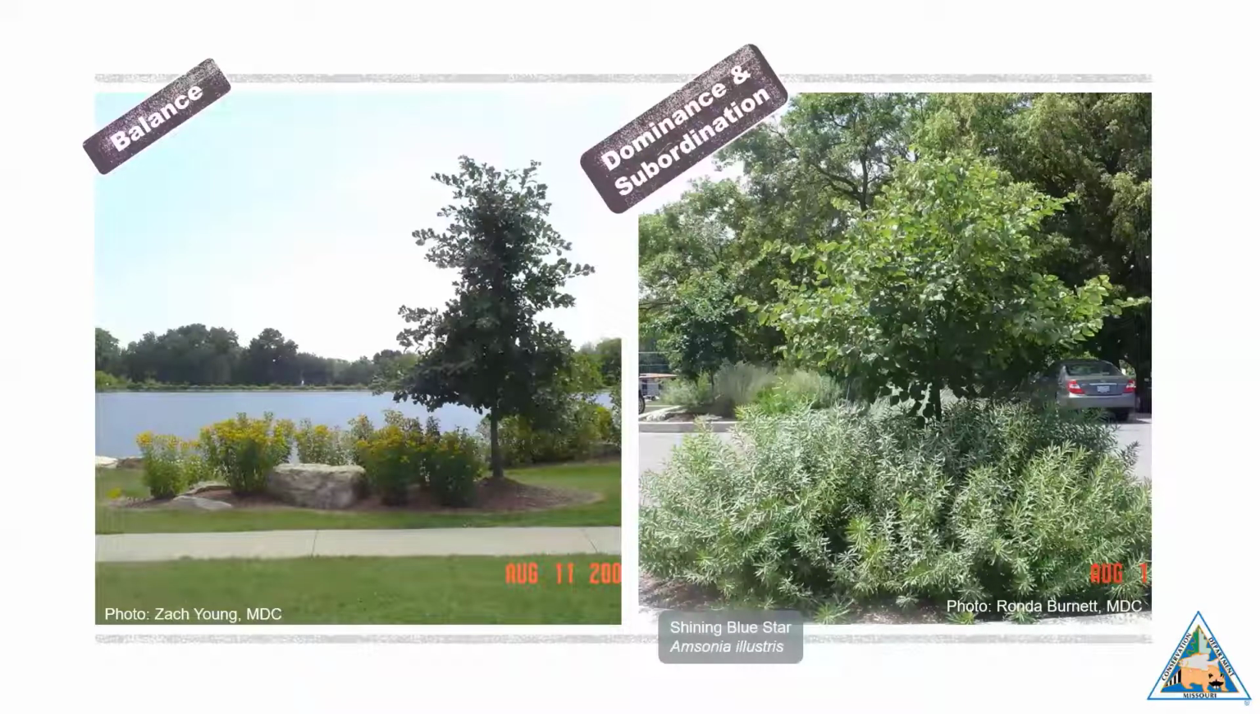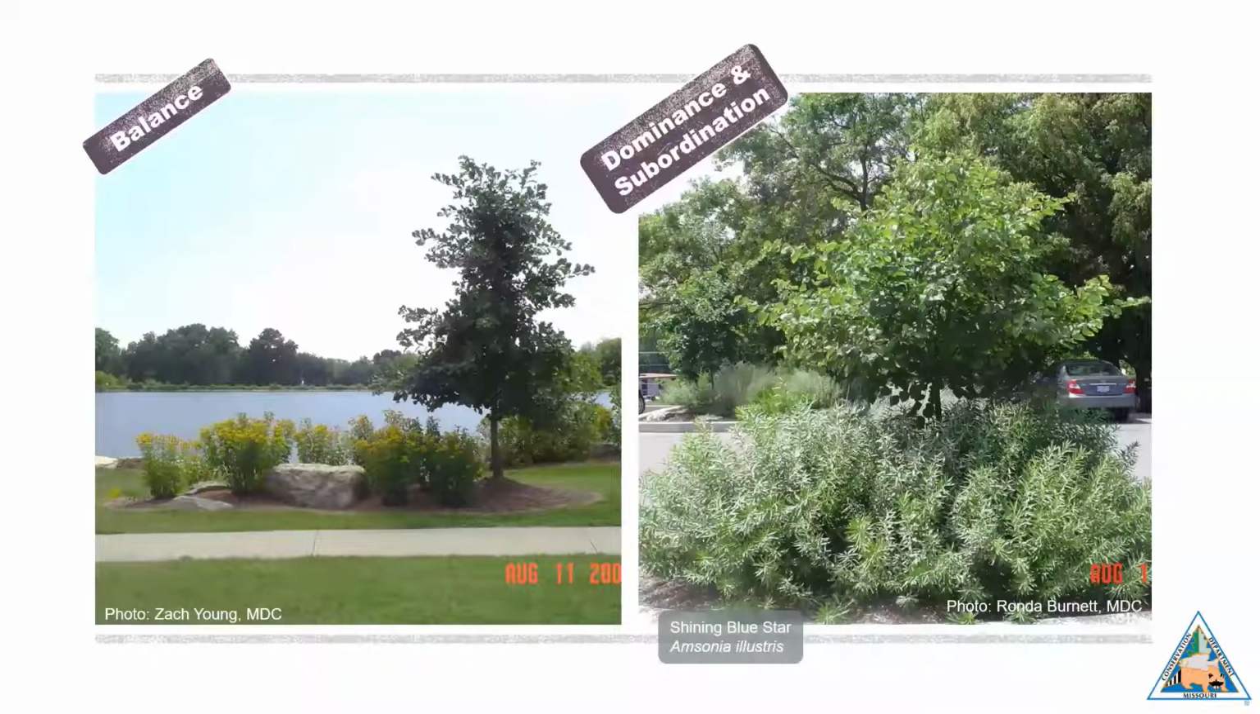On the right side of your screen, we're going to have a discussion of dominance and subordination because the two work together. In terms of landscape design, the strongest focal point with the greatest visual weight is the dominant element of your work. And elements with lesser visual weight are subordinate to the dominant feature of your design.